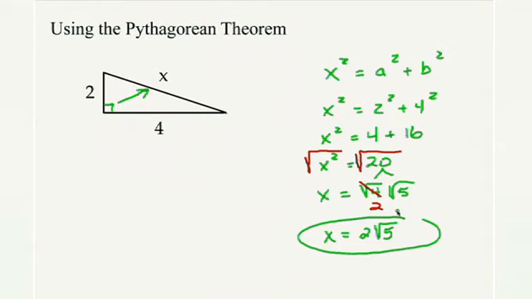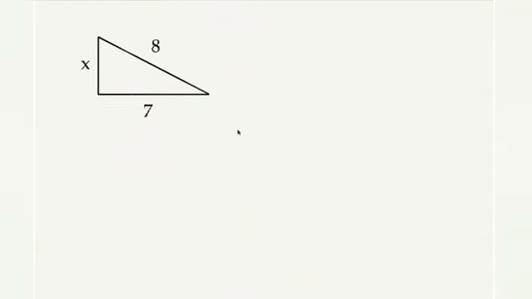Okay, let's do one more. In this problem, we are given the hypotenuse as a number 8. Again, remember the hypotenuse is opposite the right angle. So our equation is 8 squared equals x squared plus 7 squared. 8 squared is 64. Rewrite x squared, and then 7 squared is 49.